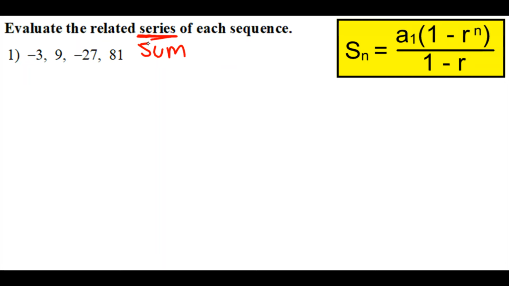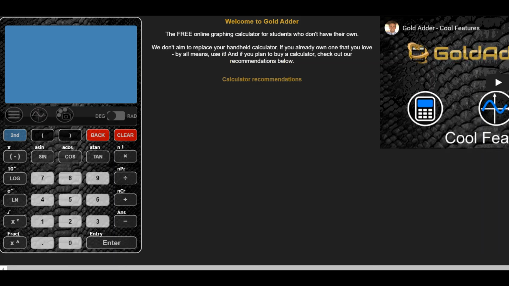So we can use that formula here, but honestly, it's probably going to be easier just to add up the numbers. If you just add up those numbers, -3, 9, -27, 81, -3 plus 9 plus -27 plus 81. That's really all we're doing, 60. The answer should be 60.